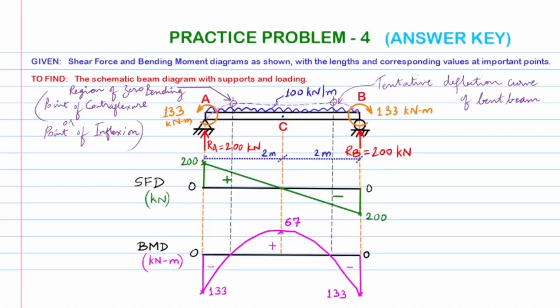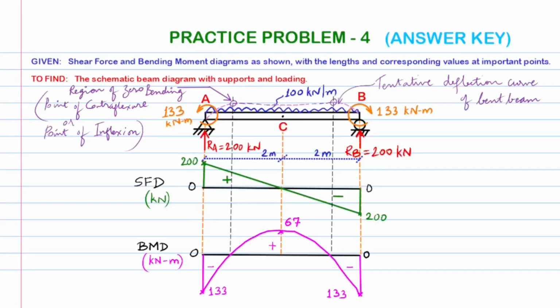Welcome back. The answer key to the practice problem 4 is shown in this slide. We begin by observing the variation in the shear force ordinate values and the locus type. The value changes from plus 200 kilonewtons at the left to minus 200 kilonewtons at the right end, and the variation is linear as seen from the shear force diagram.